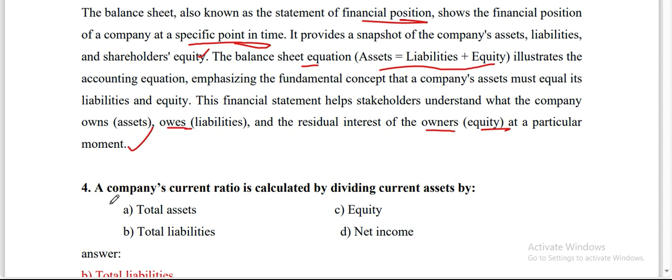Question number four. A company's current ratio is calculated by dividing current assets by what? A. Total assets, B. Total liability, C. Equity, D. Net income. So the best answer for this question is total liability.